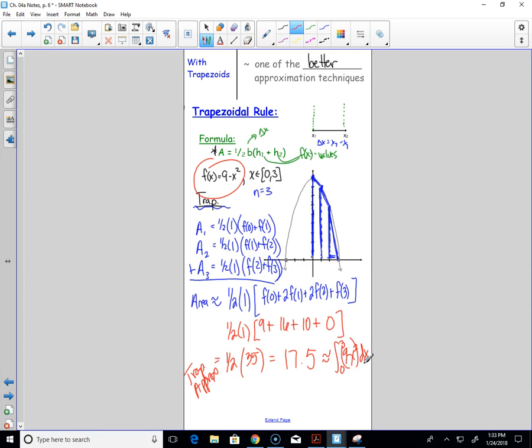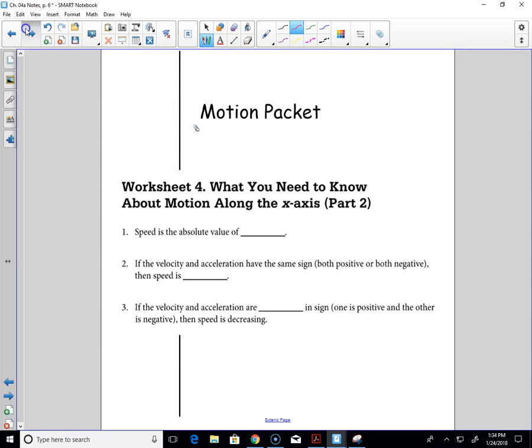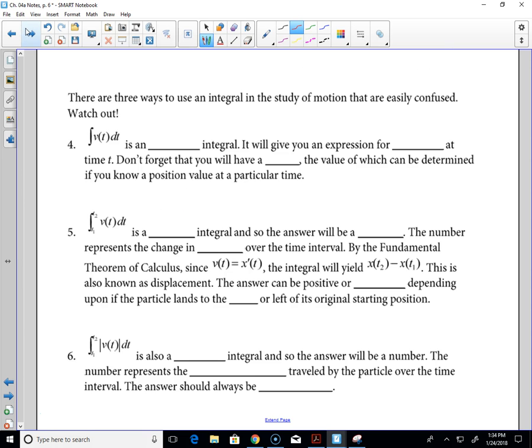Indefinite. Ooh, guys, good question. How can you tell whether something is indefinite or definite? When it has... Oh, motion packet. Oh, here we go. I believe there's a question for this on the motion packet. How do you know, come back to this in our notes, don't worry. How do you know whether something is indefinite or definite.